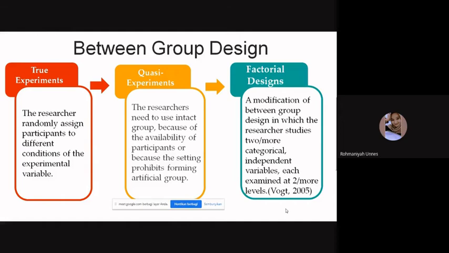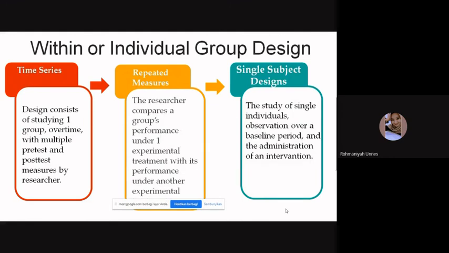And the last is factorial design. It is a modification of between group design in which the researcher studies two or more categorical independent variables, each examined at two or more levels. So this study aims to examine the independent and simultaneous effect of two or more independent treatment variables on an outcome. So that is all about between group design, and we come to within or individual group design.